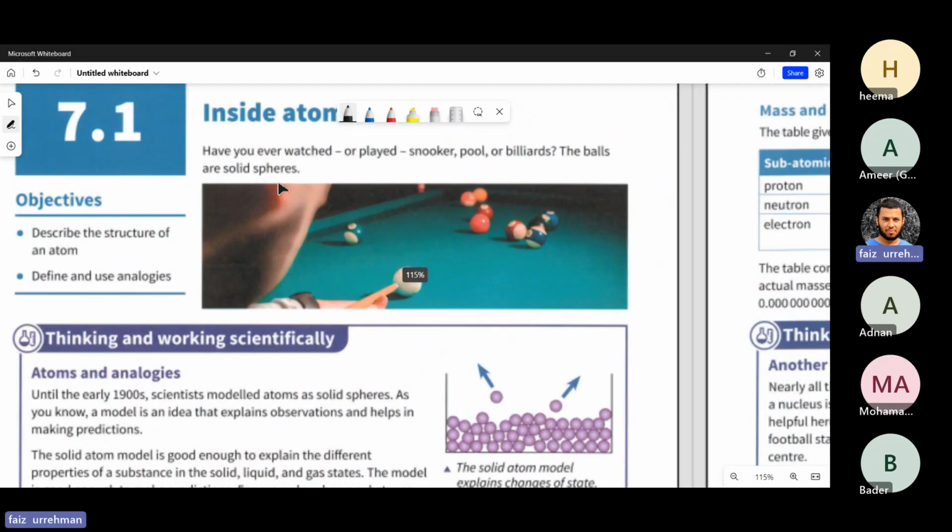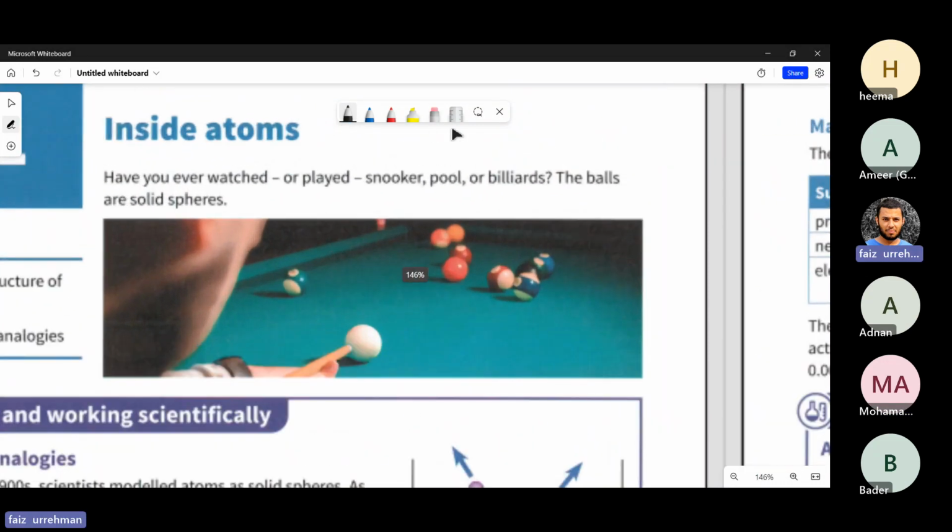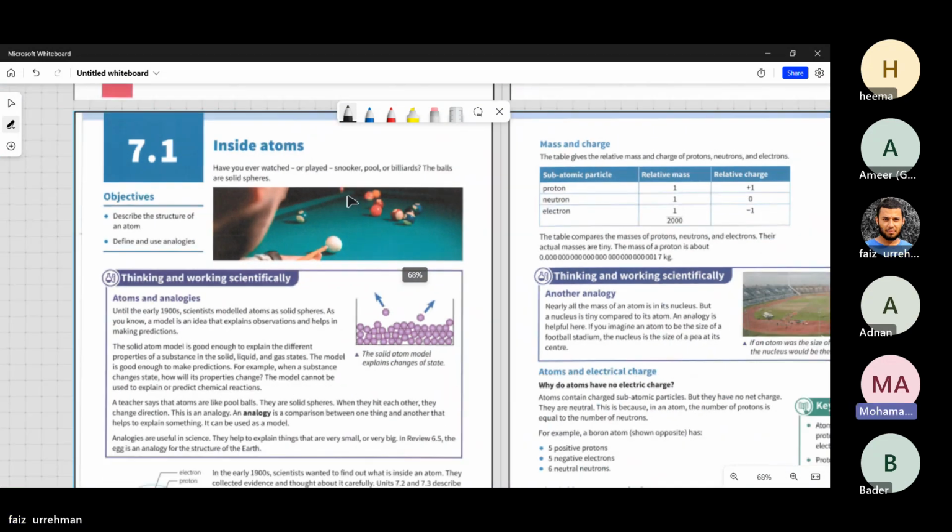Have you ever watched or played snooker, pool, billiards? The balls are solid spheres. Yes, I have played it lots. You guys want to see? Mister, it's called billiardo in Arabic. Billiardo, I know, you call it billiardo.